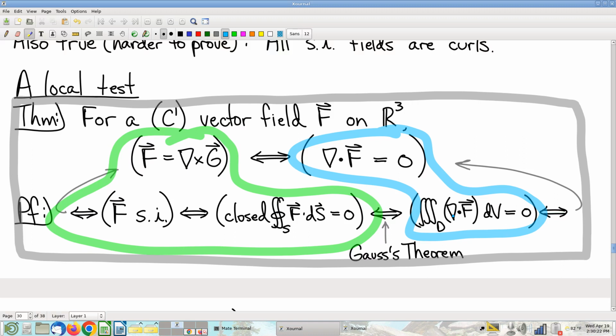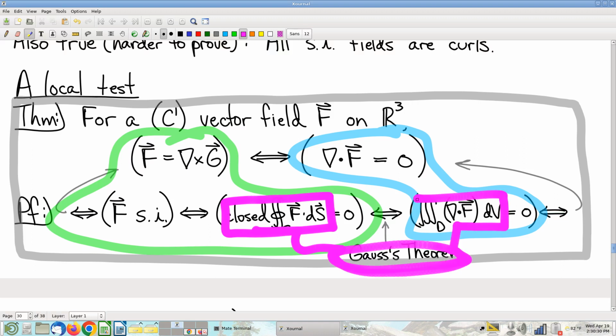What's the connection between them? The connection between them is the theorem that relates closed fluxes to triple integrals of divergence, aka Gauss's theorem. So the divergence theorem is the thing that connects left to right. Therefore, that puts in the final piece of the puzzle that shows why we can use divergence as a test of whether or not a vector field is a curl, or more importantly, whether or not a vector field is surface independent. Okay, pausing. Questions?